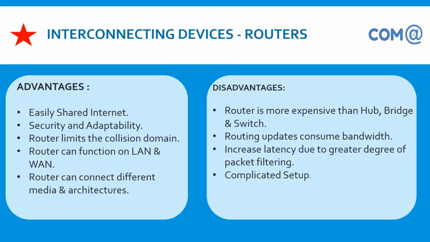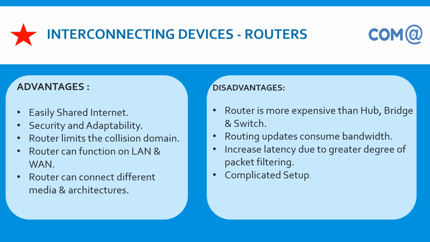Advantage: it easily shares the internet. Security and adaptability: we can implement a lot of security restrictions using the router. We can block the network, we can allow the network, we can block the ports and establish the network connectivity to the destination device using some ports like the HTTP port or HTTPS port or FTP port using the access list. Okay, so that will be helpful for restricting the connection.